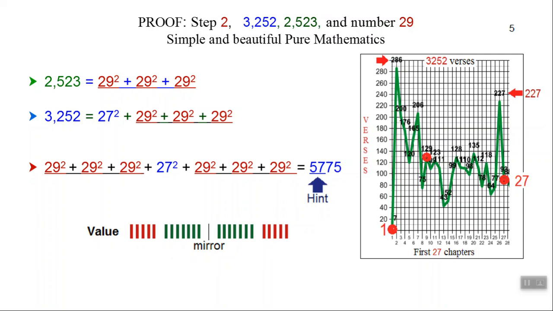And the sum of the 3252 verses and the reverse number 2523 is equal to 5775. That is the reflection symmetry of number 57, which is the foundation of the next 8 steps of the proof of the existence of God in this discussion.